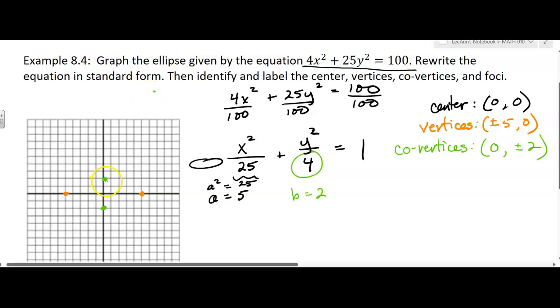And it's a pancake one. I'm just going to try to do my best. Okay, so not too bad for me drawing on that one. And we've got the center, we've got the vertices, the co-vertices. We haven't done the foci.